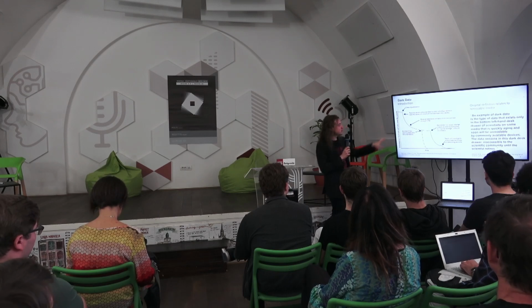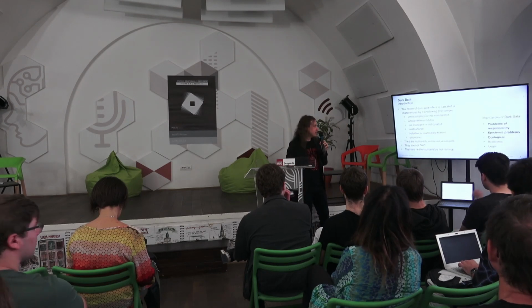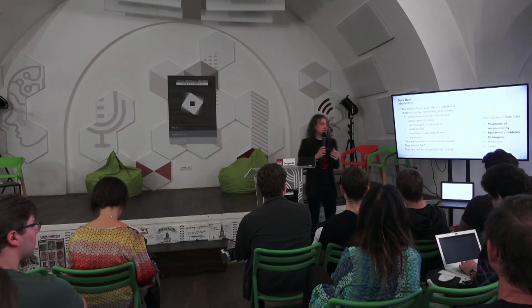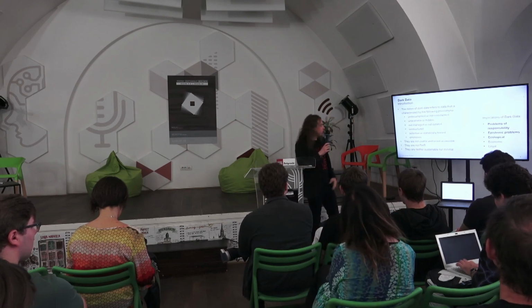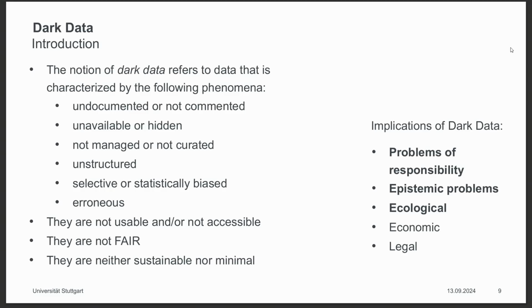These are two interesting, for me kind of groundbreaking, works in that research direction. And for me, the notion of dark data is now a bit broader. It's not only data on removable media that is roaming around somewhere, it's all data which is undocumented or not commented, so you can't understand it anymore. It's all data that is unavailable or hidden, like on the USB stick, which is not managed or not curated, which is unstructured, and even data that is selective or statistically biased or erroneous.